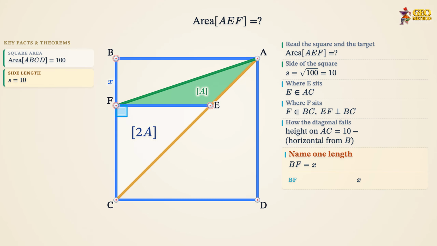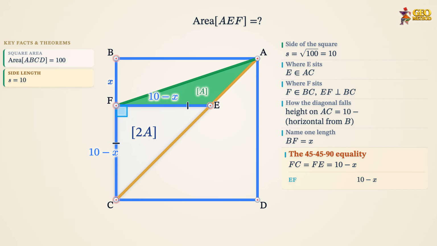Let the distance from corner B to F along the left side be x. This single unknown will fix the position of F, and with it, the position of E and the whole configuration. Triangle EFC is a 45, 45, 90 triangle, so its two legs are equal. Both segment FC and segment FE equal 10 minus x.